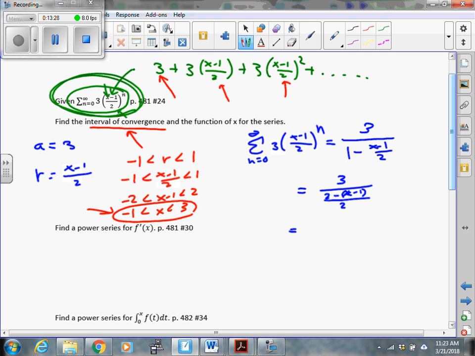I'm going to flip it over, and I'm going to simplify that bottom. And there is a function for my series. This is a function. This is written as a summation. So the series is actually equal to both of these. One is a function, there's your function, and here's your series.